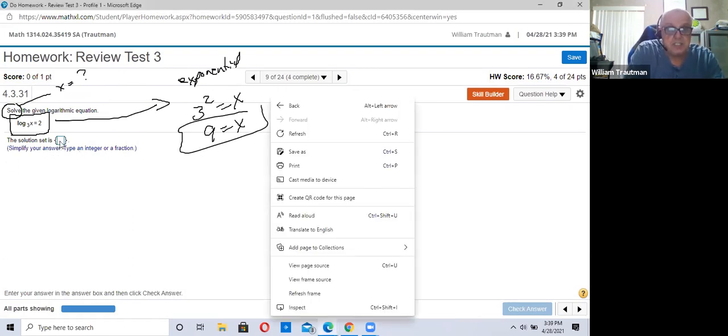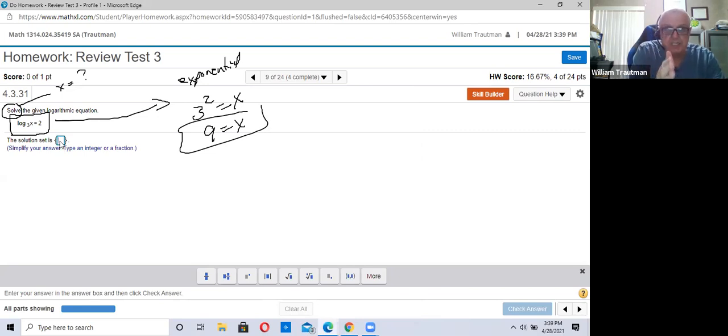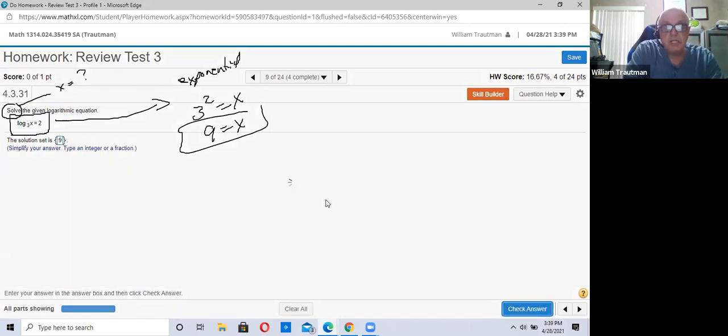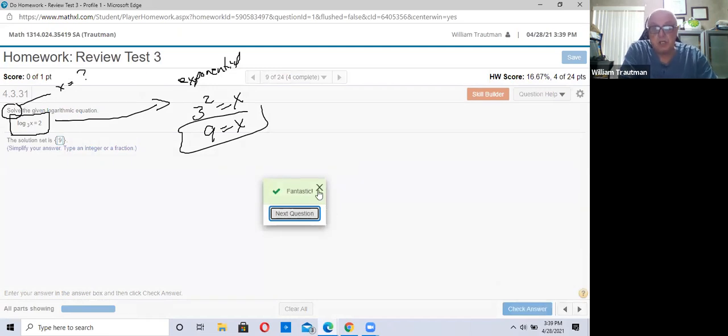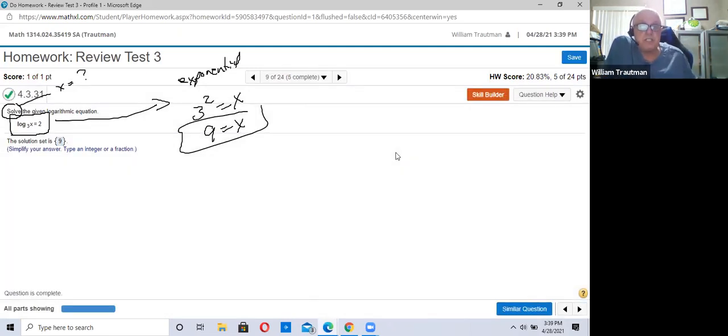So that's an easier one when the x is in the number right after the base, because then the x is by itself and you don't have to do a lot of stuff. But all three of these types of questions are on the test. You have to change it from log form or natural log form to exponential form and then solve for x. And that's number 9 right there.